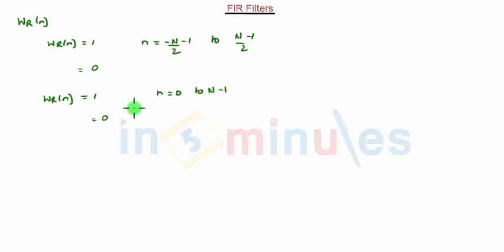Now the rectangular window can be defined by this equation, and we can say this form can only be used for odd values of N, but this method, that is these equations, can be used for both odd and even values of N.